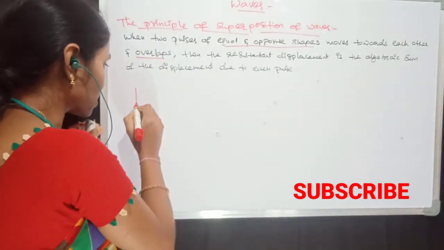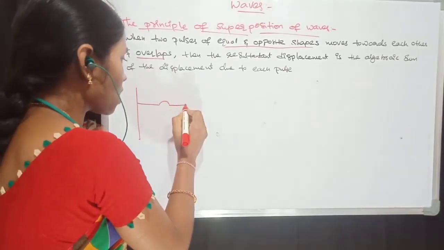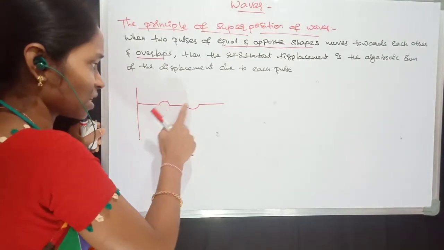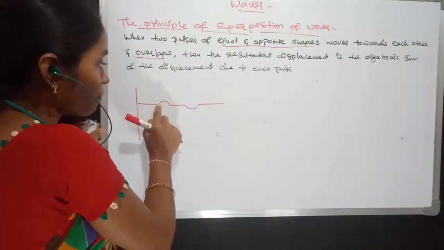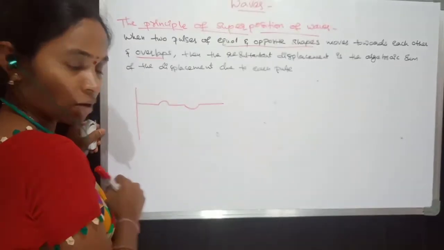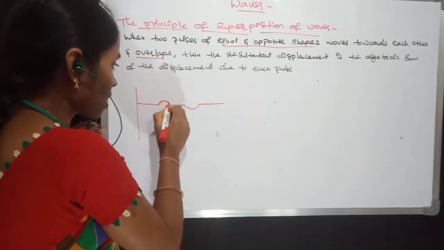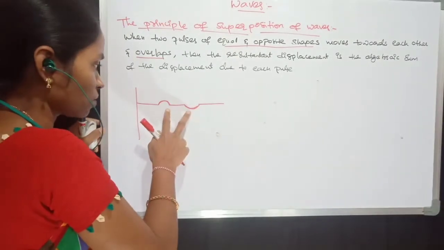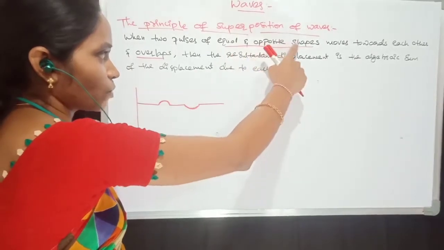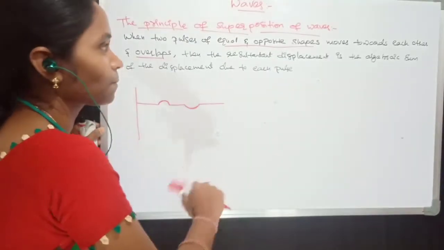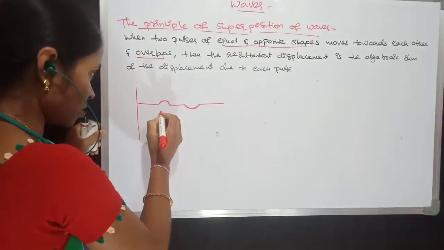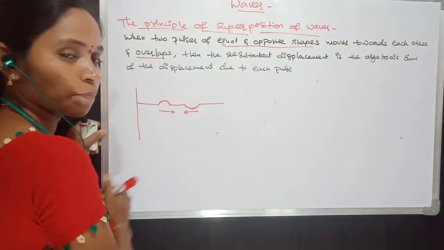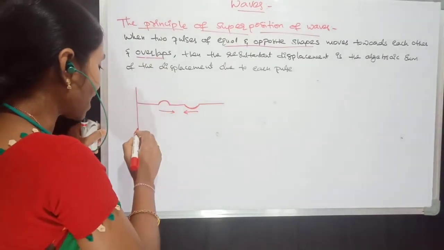I have two pulses which are equal in shape but opposite in phase. This pulse has an upward phase and this pulse has a downward phase. These pulses have opposite shapes. Shape is nothing but phase. They move towards each other. That means this pulse is moving towards this pulse and this pulse is moving towards this pulse and overlaps each other.